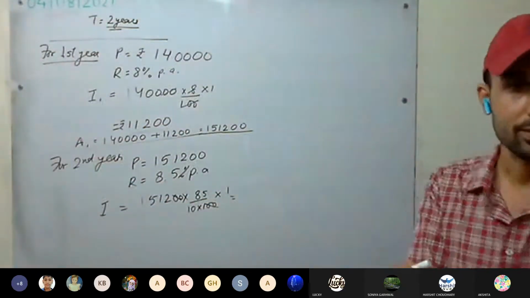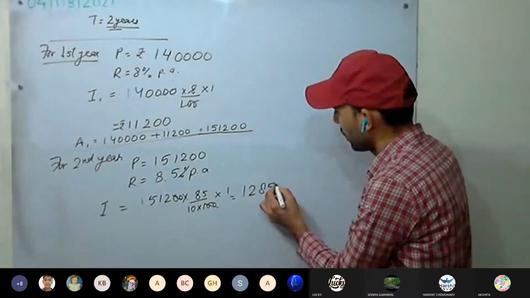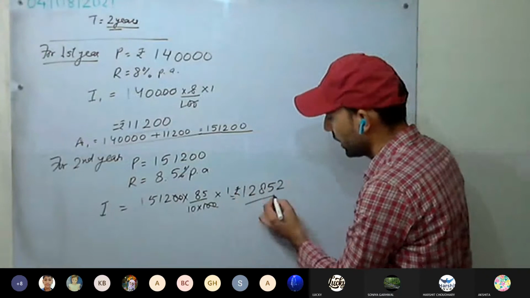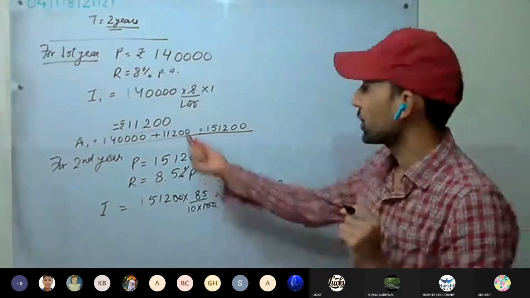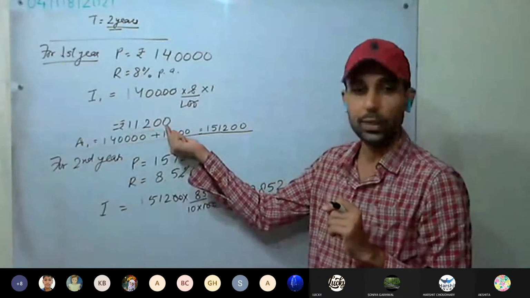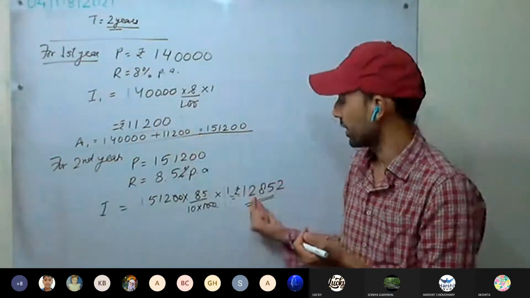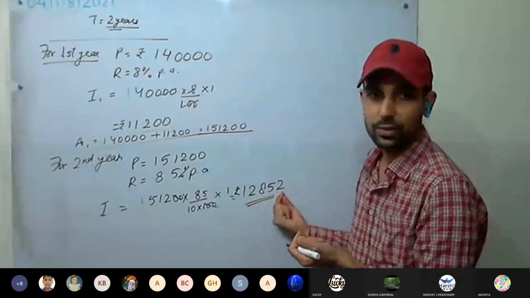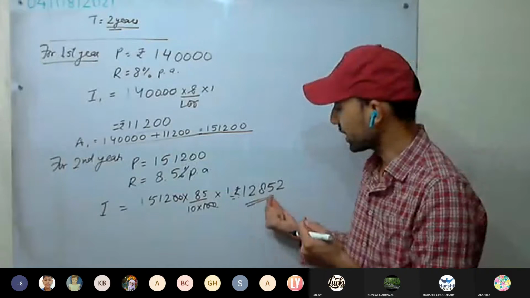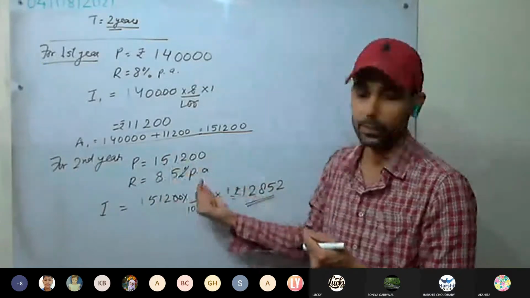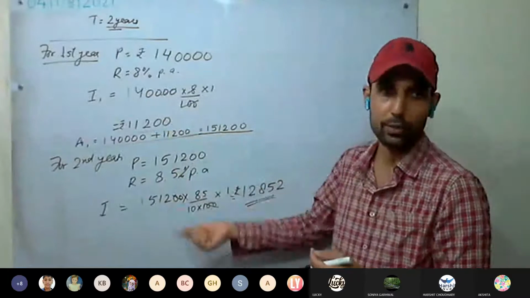12,852 will be the interest. Okay. See here, you can check as well. First year, how much interest have you got? 11,200. Second year interest, you get slightly more than that. 12,852. If you are getting less in the second year, it means somewhere you have made a mistake. Always you will get some more in compound interest.